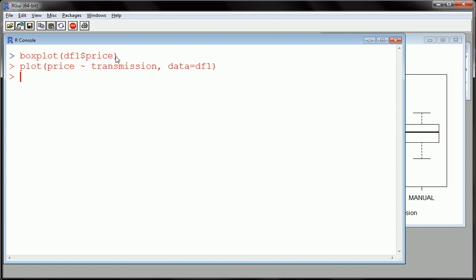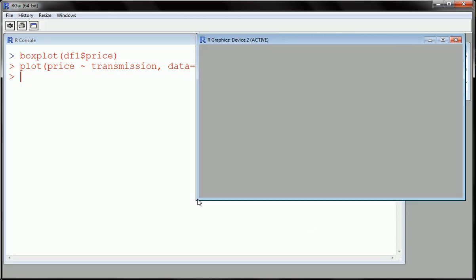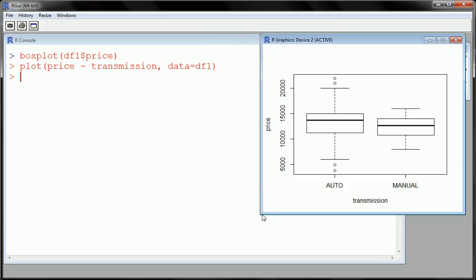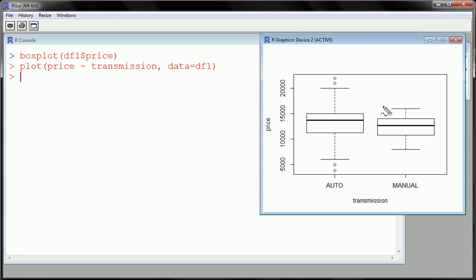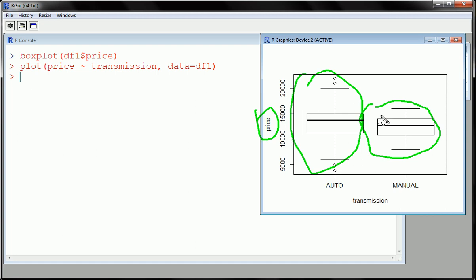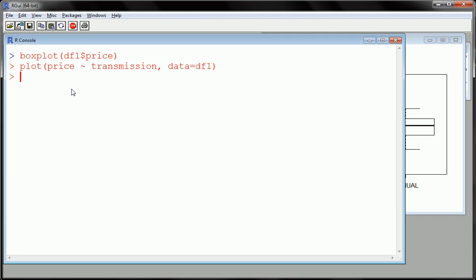We hit enter right here, look at our plot, and we'll see that we get two box plots of price, because price now is split into the cars that have automatic transmissions and the cars that have manual transmissions. So we can compare these two box plots. Manual transmission cars tend to have prices that are less variable than automatic cars' prices, and so on. Okay, how about color?